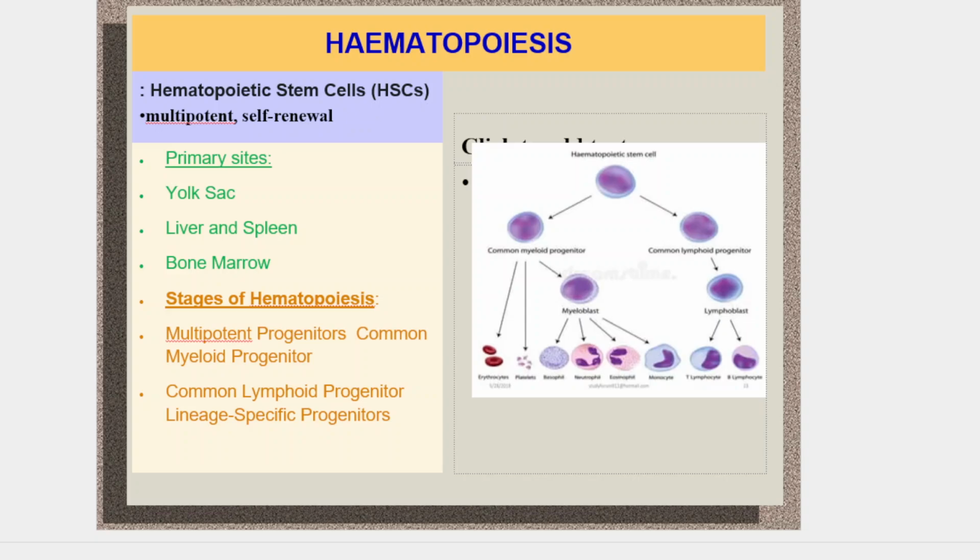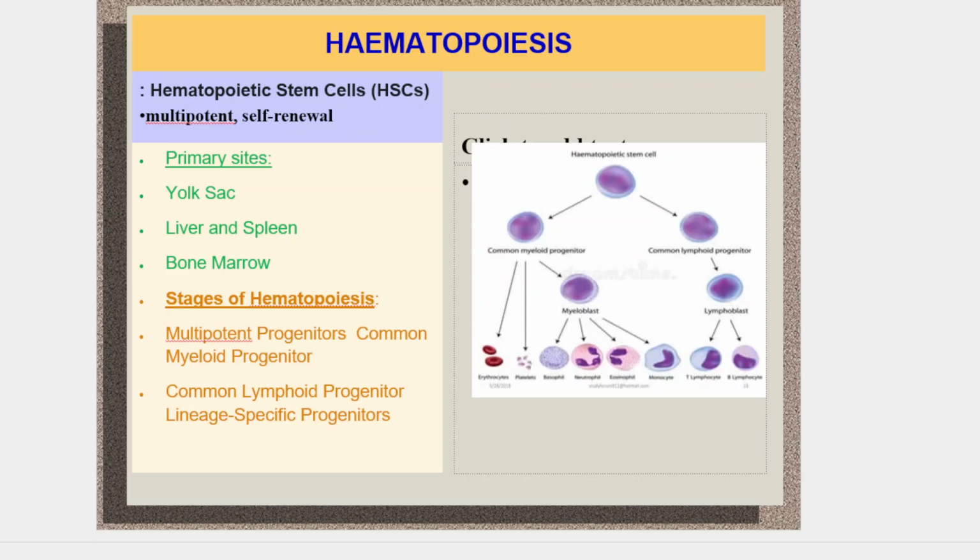These hematopoietic stem cells are multipotent, that means they have the ability to differentiate into all the various types of blood cells. They also have the capacity for self-renewal, ensuring a continuous supply of stem cells throughout an individual's life. Hematopoietic stem cells reside primarily in the bone marrow in adults.